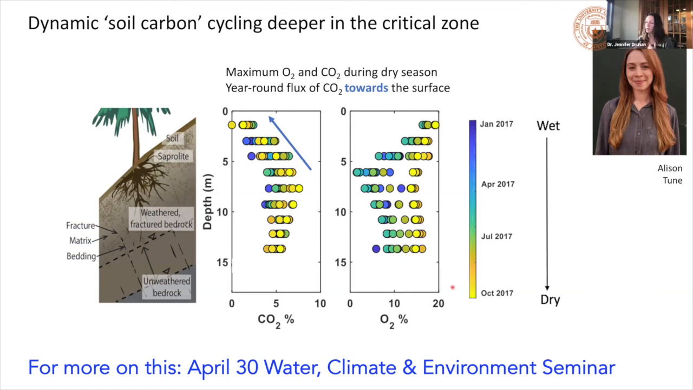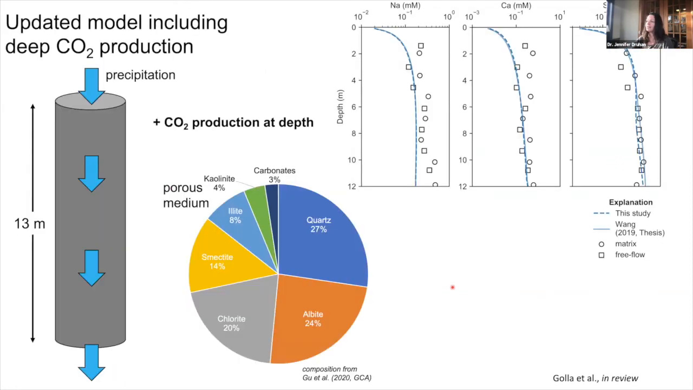But for my sake, what I learned from Allison is that there's a big production term of carbonic acid deep underground, and that is exactly what I needed.